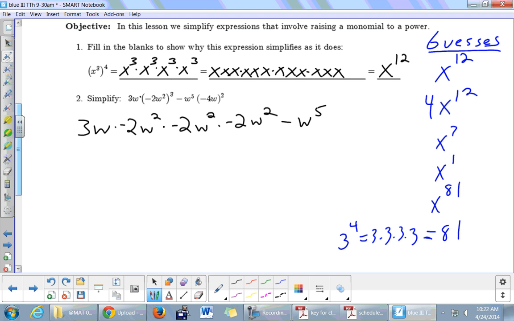Okay, the next thing I see is a negative 4w squared. Don't do a shortcut. What are we writing? Negative 4w and negative 4w. Okay, just write it out. See something squared, write it twice. Cubed, write it 3 times. Okay, now we're going to head to our final answer.